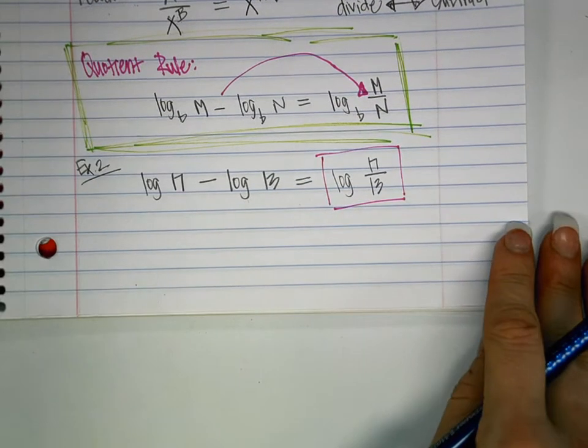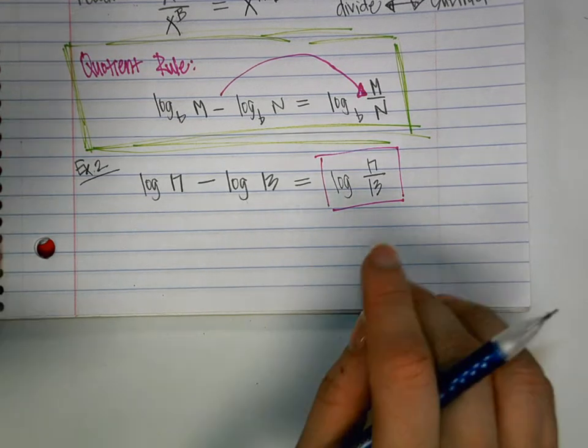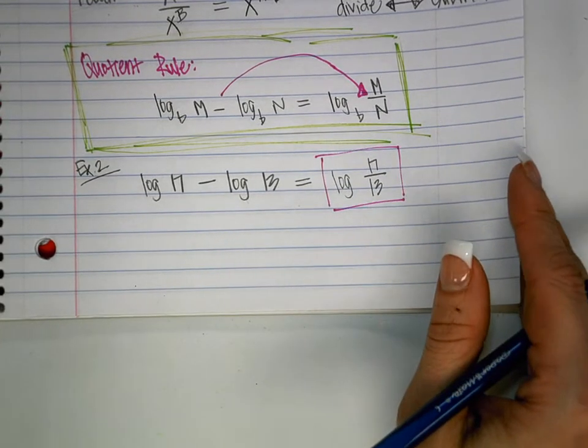Okay, so we're just condensing things to start with. Condensing just means make it so there's only one log attached to it. Okay, questions so far? Okay, the last rule is something called the power rule.